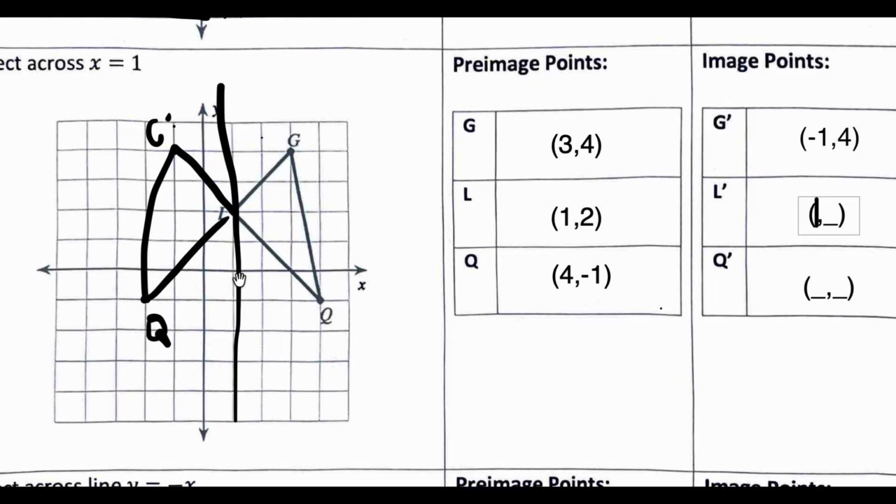So with L, as we said earlier, it's the exact same value since it's on the line that we're reflecting over. And then Q prime is going to be down 1. So we know that, like I said earlier, that our y values stay the same. And then it's 1, 2, negative 2. It's 2 to the left of the origin.